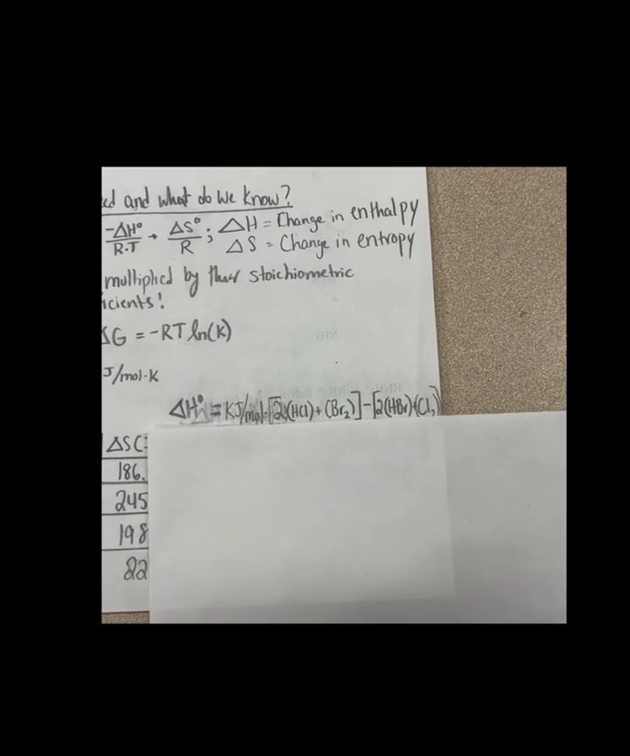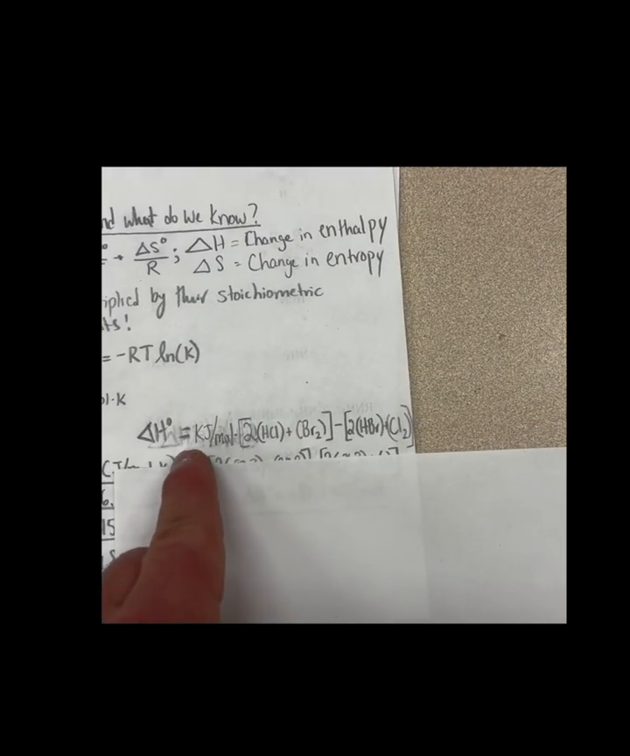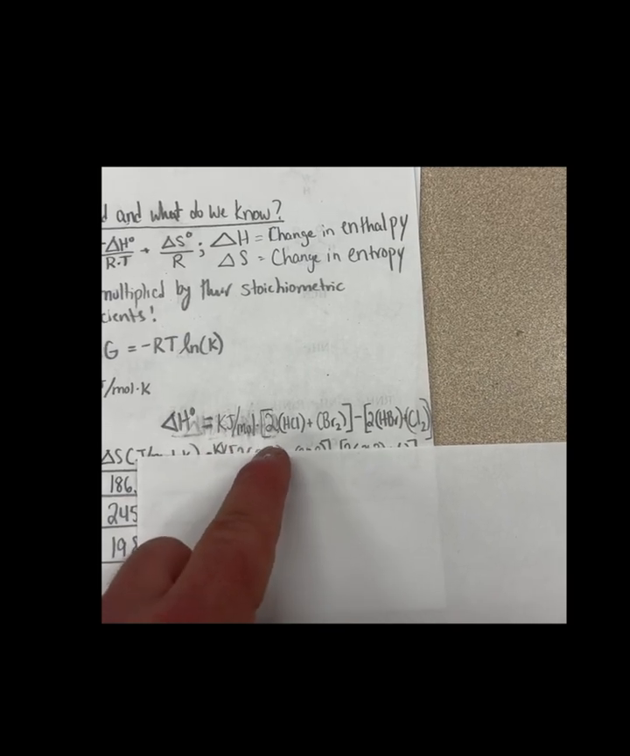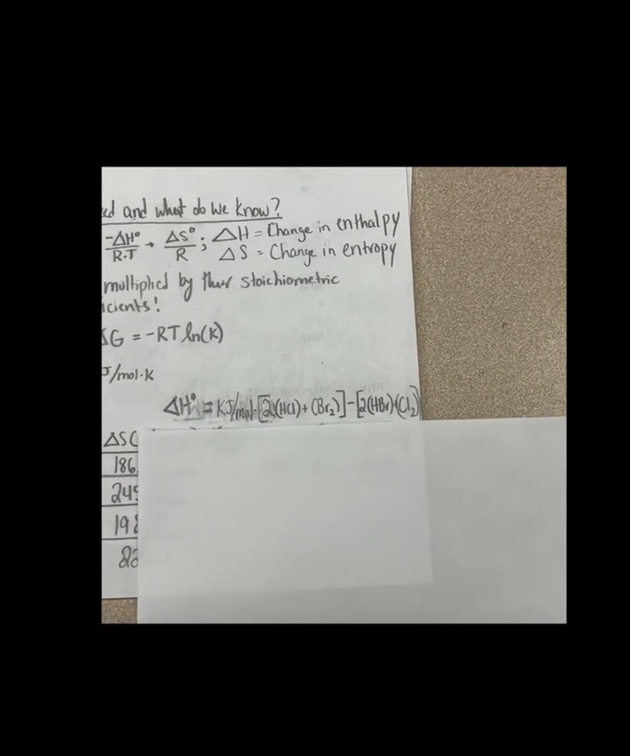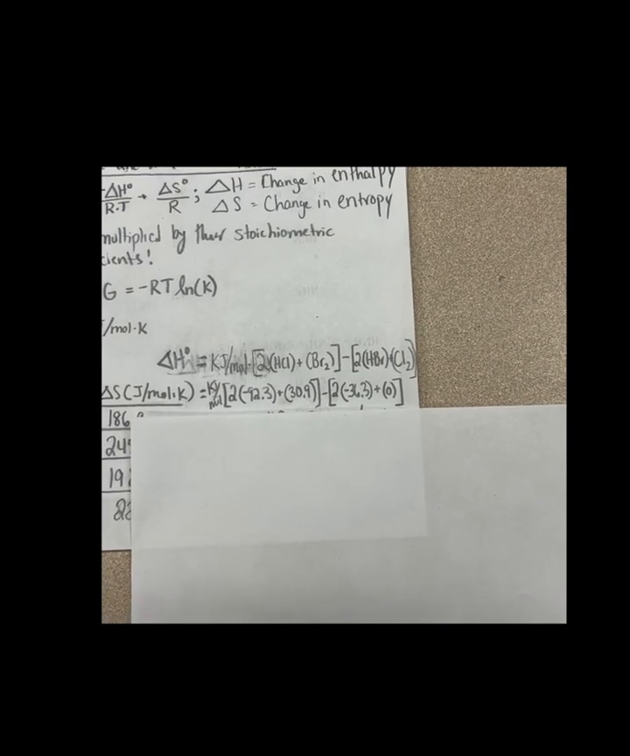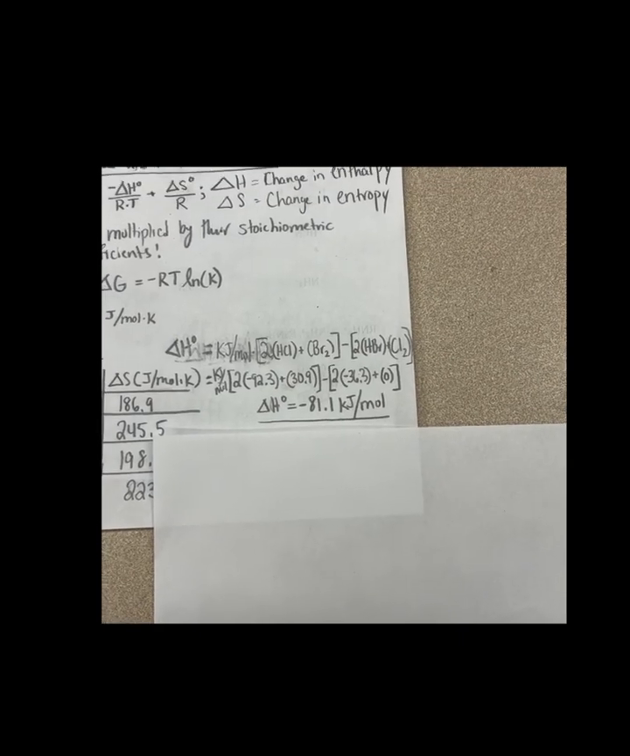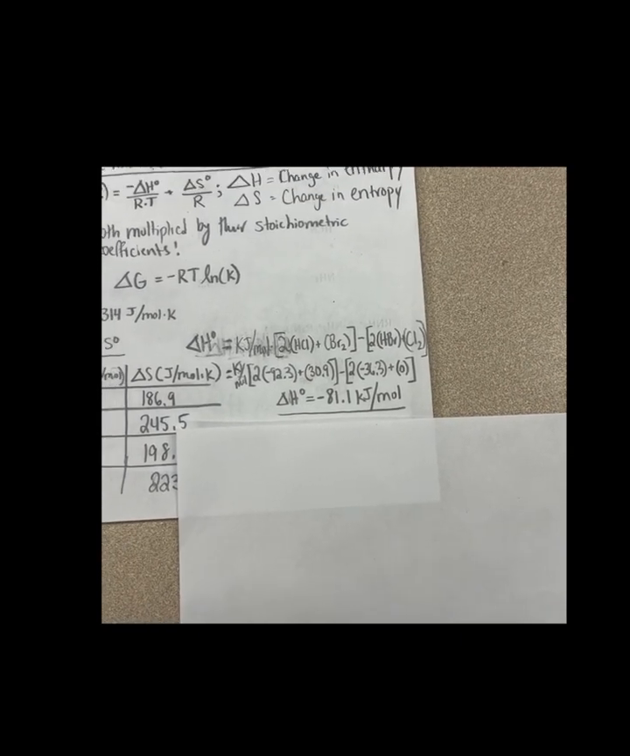I put the kilojoules per mole on the outside of the brackets to make the units easier. Plugging in the values, here's what you get. And once you put it into your calculator, you get delta H is equal to negative 81.1 kilojoules per mole.